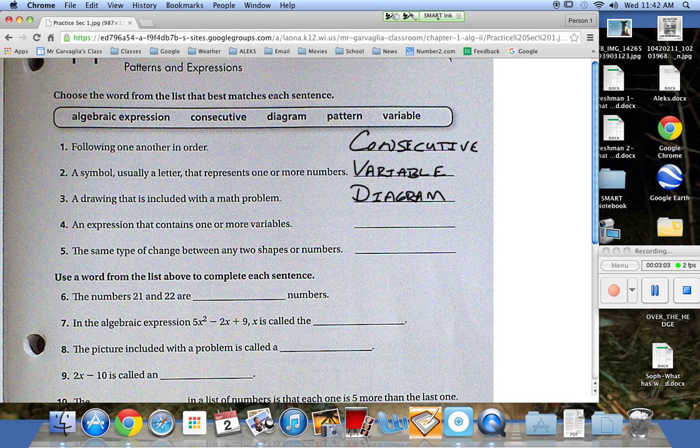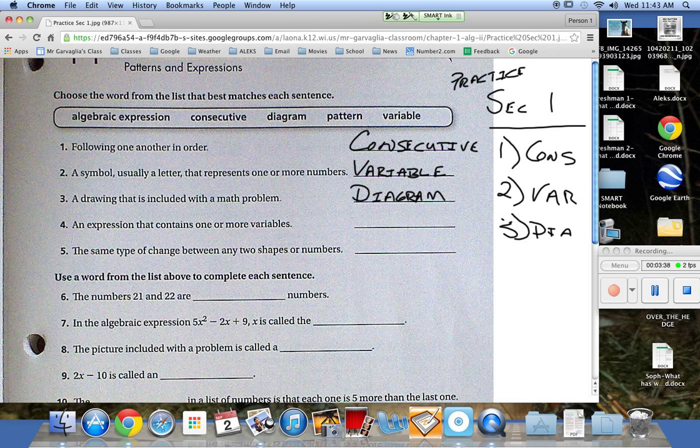Here's what I would do. Would I write this whole thing down? No. On this one here, I would do something like this. I would say, in my section 1, which I have here, and this is practice, so I've got practice written up here somewhere on top of your paper, and then I would have this, 1 comma, consecutive, 2 comma, variable, 3 comma, diagram. I wouldn't write the whole thing out. You just have to be able to go back and look at it in your notes to be able to figure out what is number 4, an expression that contains one or more variables.